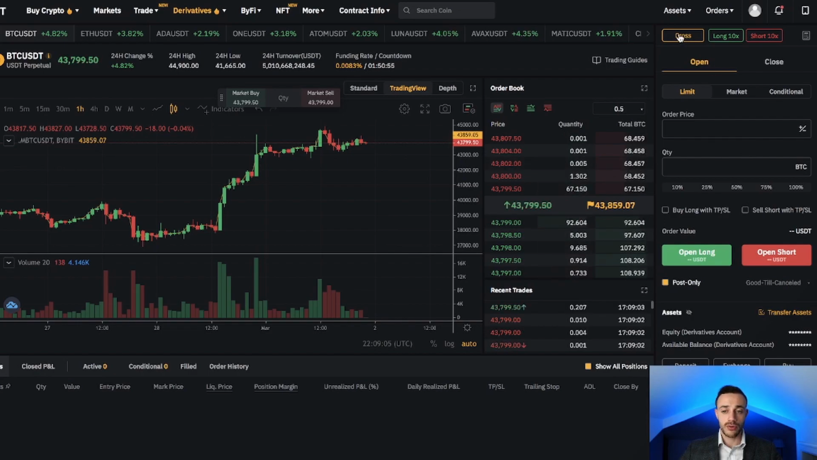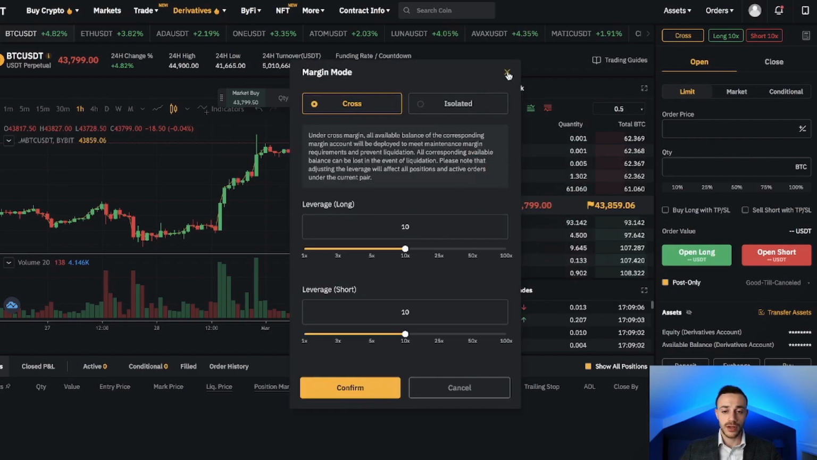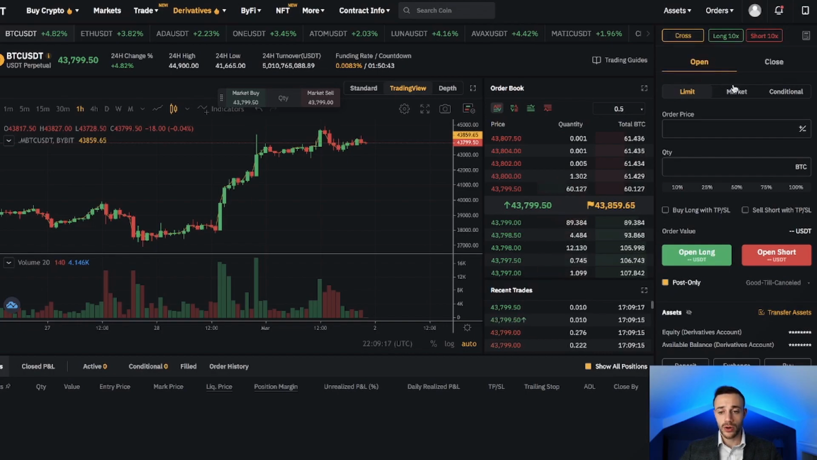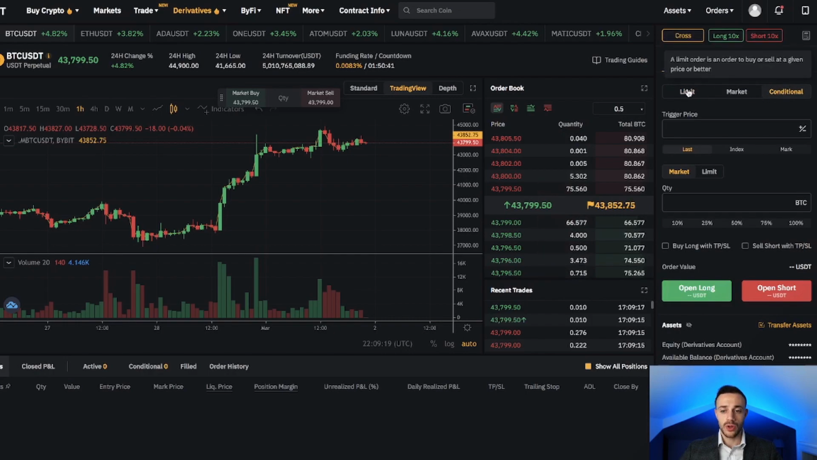All right, so you should already know if you want to be trading with cross or isolated, and then you can change your leverage up here. I go over all that in the full Bybit tutorial. So let's just go about the different order types. So you have a limit order, a market order, or a conditional order.